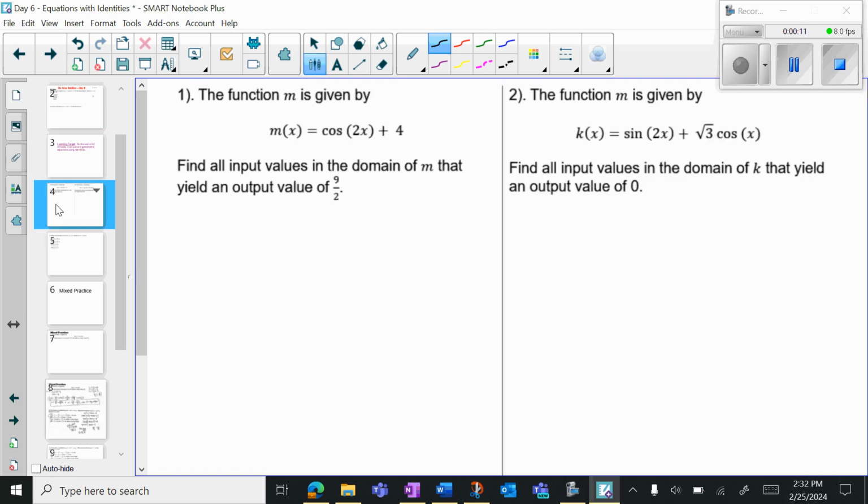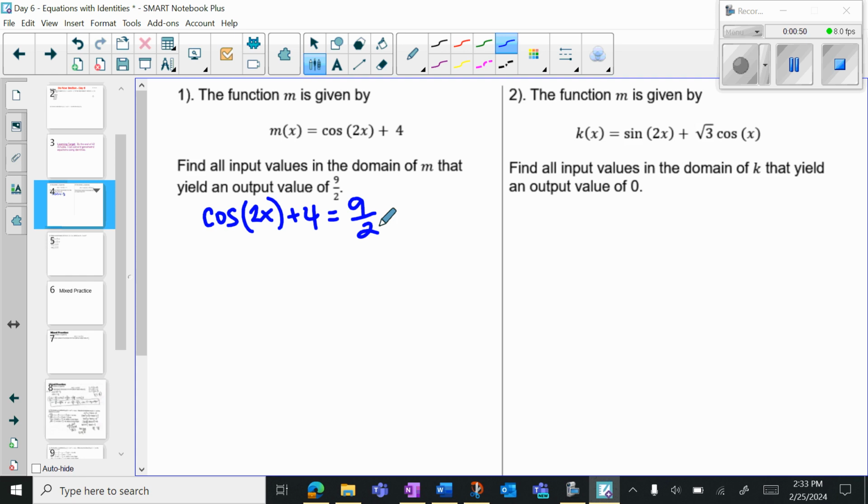The function m is given by m of x is equal to cosine 2x plus 4. Find all input values in the domain of m that yield an output value of 9/2. Okay, so what we're going to do first is set cosine of 2x plus 4 equal to 9/2. Now notice it's cosine of 2x, which is a double angle formula, but we're going to do this example without replacing cosine of 2x. You'll see what we're going to do here.